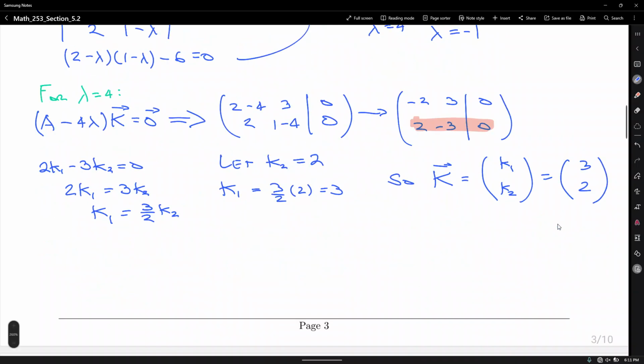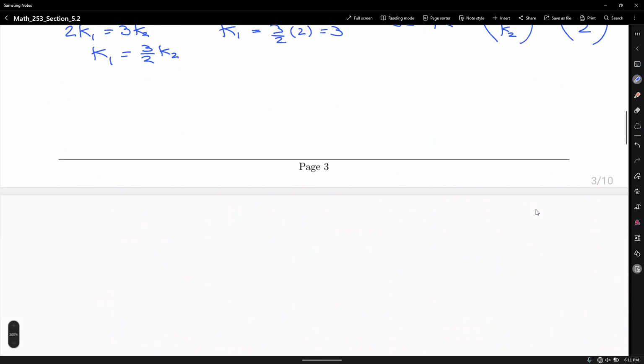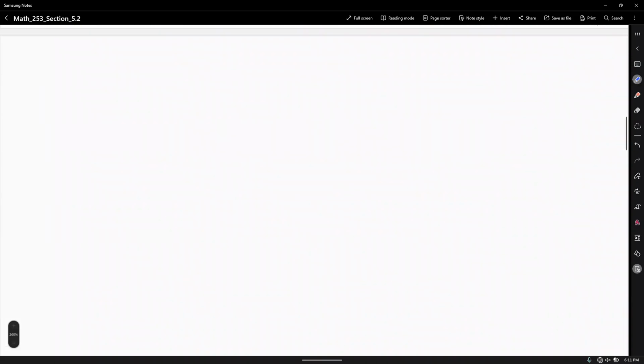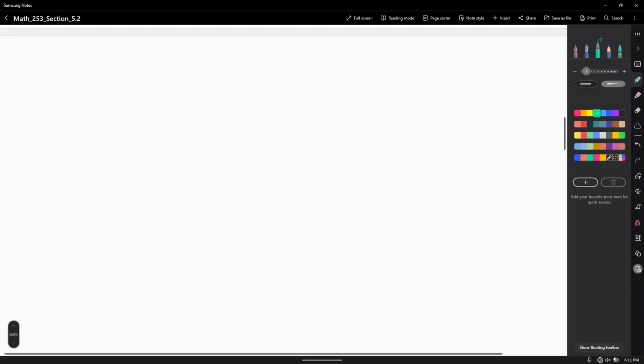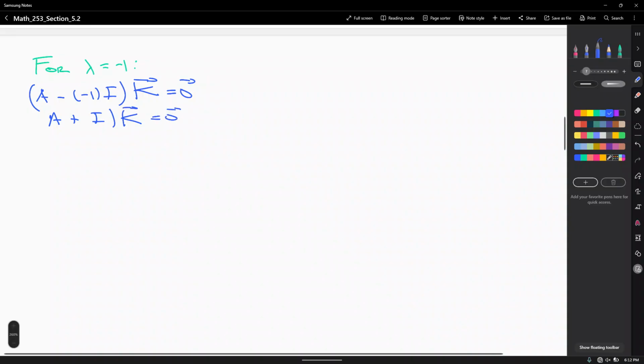Okay. What about for lambda equals 4? No, not lambda equals 4. Lambda equals -1. So you might want to use the back side of the page for this, unless you have more space. So for lambda equals -1, here I'm just adding another page in my notes. That equals A minus -1 times I, which is essentially A plus I, times k equal to the 0 vector.